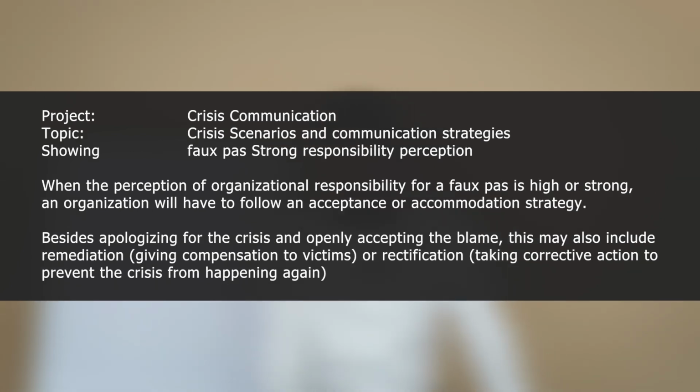When the perception of organizational responsibility for a faux pas is high or strong, an organization will have to follow an acceptance or accommodation strategy. Besides apologizing for the crisis and openly accepting the blame, this may also include remediation, so giving compensation to victims, or rectification, which is taking corrective action to prevent the crisis from happening again.